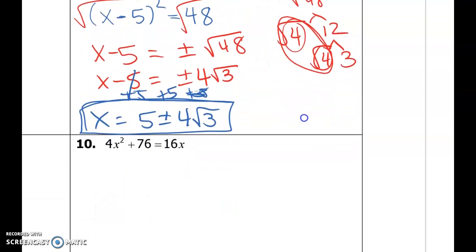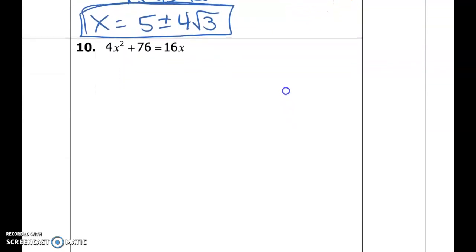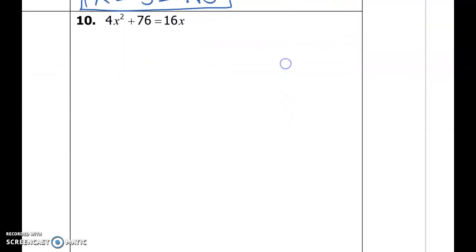And the last one I'm going to do is question 10. So step 1 is to move the constant, but that only really works when everything is on one side, right? So I need to move that 16 over first and then move my constant. So I would get 4x squared minus 16x equals negative 76. So what did I do? I subtracted the 16x to this side, and then I subtracted the 76 to this side.